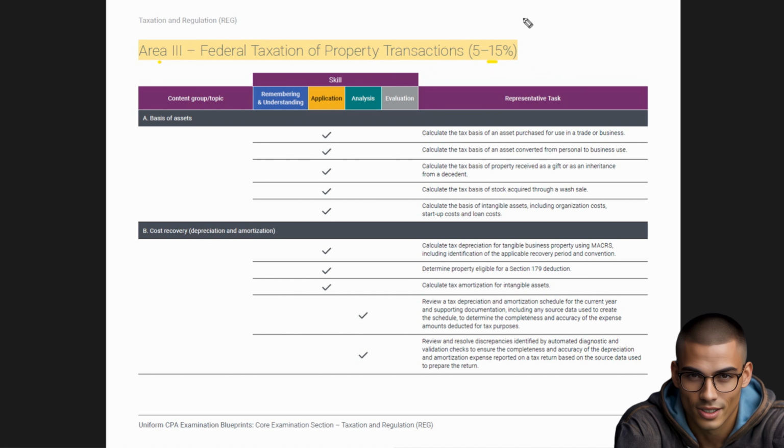Continuing on to Area 3, we have the federal taxation of property transactions. This is going to make up 5 to 15% of what you will see on the exam. So the basis of assets, you'll need to be able to calculate the tax basis of an asset purchased for use in a trade or a business.